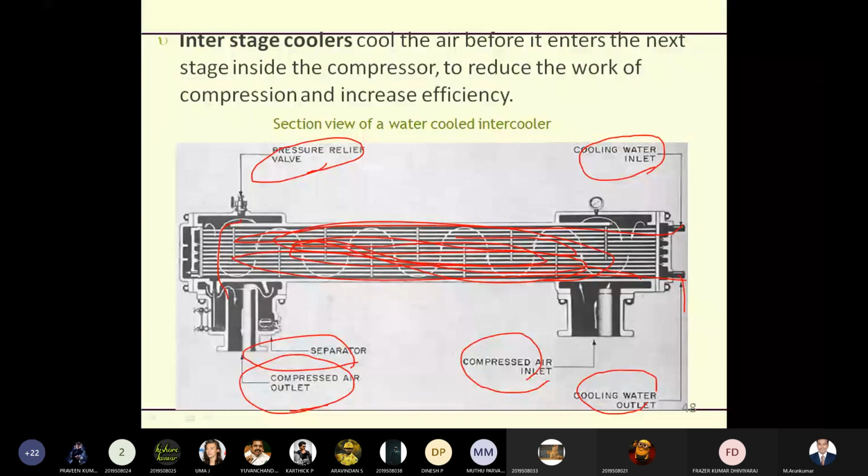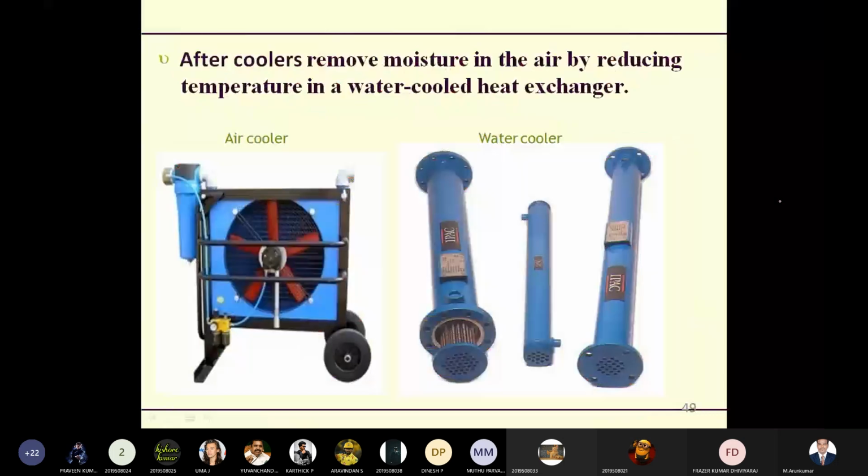Then we have aftercoolers, which remove moisture in the air by reducing temperature in a water-cooled heat exchanger. We have two types of cooler: one is the air cooler, and the other is the water cooler. This is the actual water cooler, and we can pass the water through it. We can also employ the air cooler to transfer the heat of the compressed air to the atmospheric air.